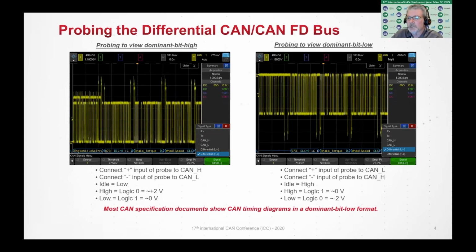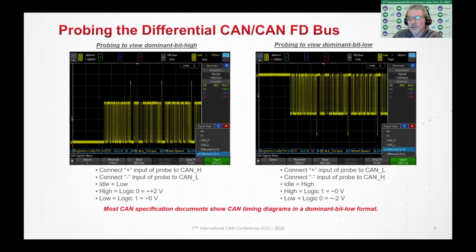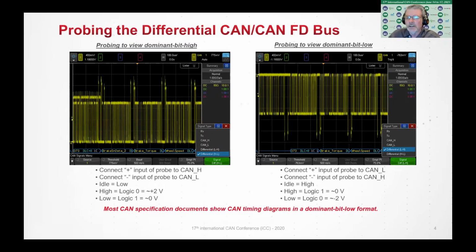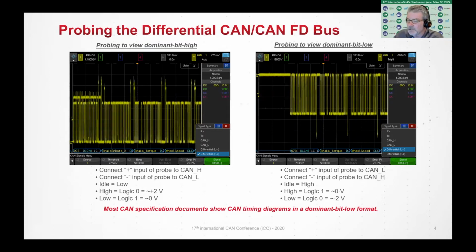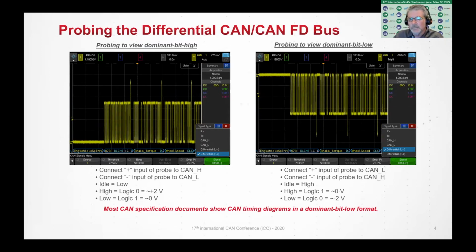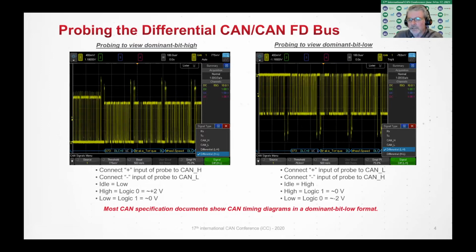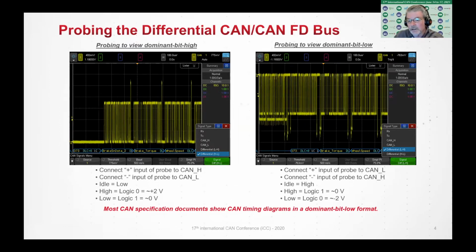So here are two different views using a differential probe. The one on the left is probing it dominant bit high, and this is the way I believe most engineers do it. You connect the plus input to CAN high, the minus input to CAN low. This is very intuitive. However, a high will be a logic 0 and a low will be a logic 1.